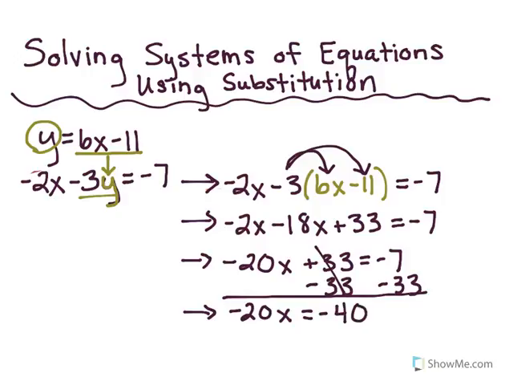And the next thing that we do here is we're going to divide both sides by negative 20, which means I now know what x is equal to. These 20s are going to cancel out, and 40 divided by 20 is 2, and a negative divided by a negative is a positive, so x is equal to 2. So there's one of my solutions.